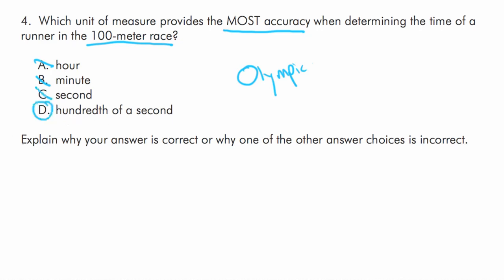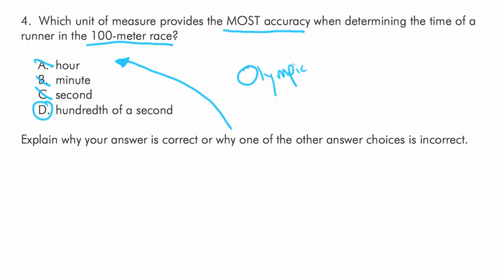For explain why your answer is correct, or why one of the other answers is incorrect, I kind of explained why my answer is correct. I'm going to choose the second one. The reason hour is incorrect is because it would take far, far less than an hour to run 100 meters. In general, if you're going to walk 100 meters, you'd get it done in a couple of minutes. So hour is wrong because it is far too big to describe the time it would take to run 100 meters.